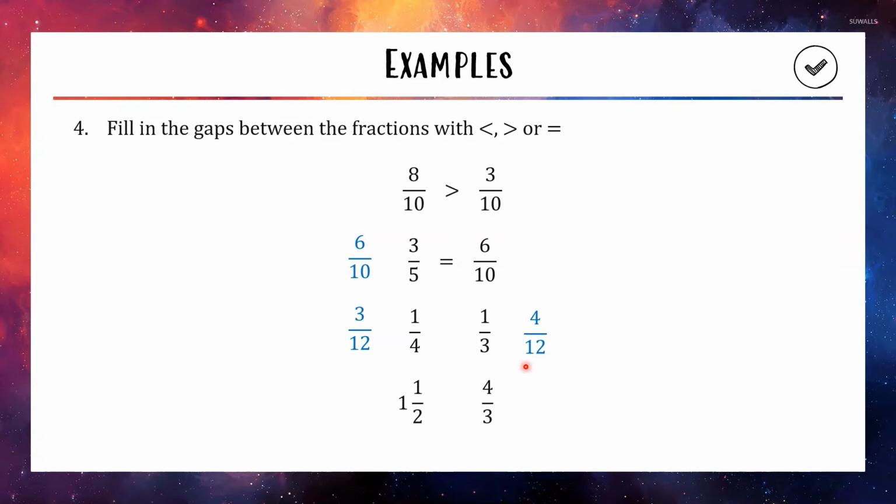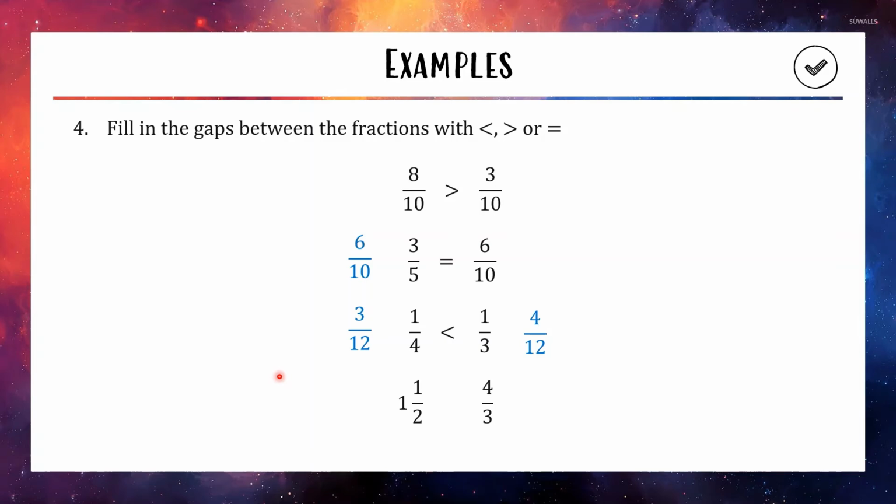The reason I've done that is because now on both sides, I've got fractions out of 12, and I can easily see that 3 out of 12 is less than 4 out of 12, so a quarter is less than a third. Or if you think about a pizza, a quarter of a pizza is less than a third of a pizza, because you're having 1 out of 4 pieces instead of 1 out of 3 pieces.